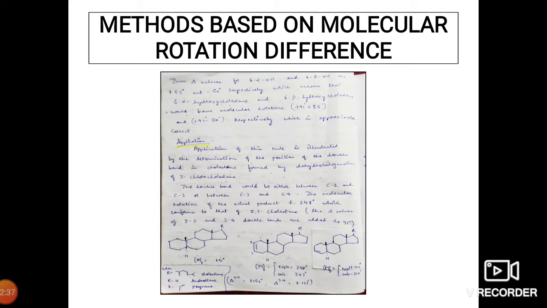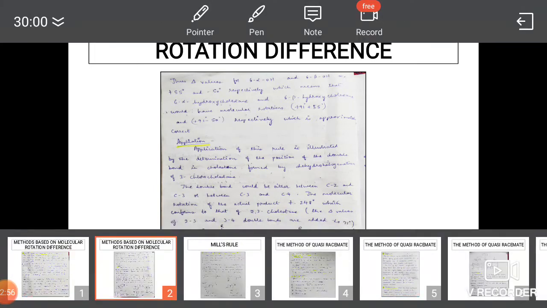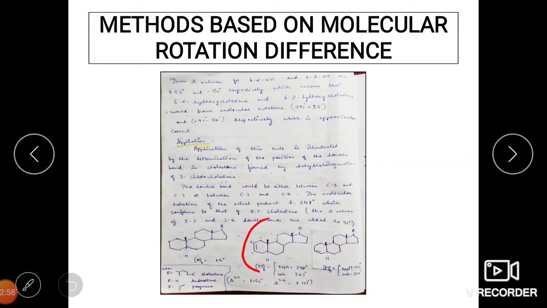The application of this rule is illustrated by the determination of the position of the double bond in cholesterol formed by dehydrohalogenation of 3-chlorocholesterol. The double bond would be either between C2 and C3 or between C3 and C4. The molecular rotation of the actual product is +248. Here, this is the double bond between carbon 2 and carbon 3, and this is the double bond formed between carbon 3 and carbon 4. We want to assign the structure.